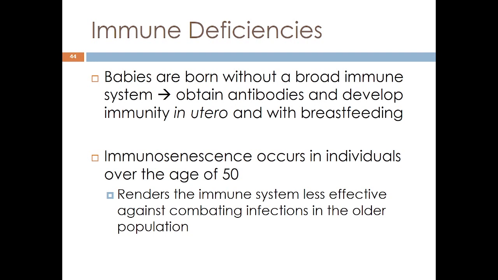There's also the idea of immunosenescence. So after you hit the age of 50, typically your immune system starts to become less active. You become less effective against combating infections, and this is in part due to your actual thymus slowly turning into fat. So your thymus is not as robust in the later years in life as it is when you're younger. But apart from this, individuals can be born without portions of their immune system that make them predisposed to infections or not being able to fight them off as effectively.